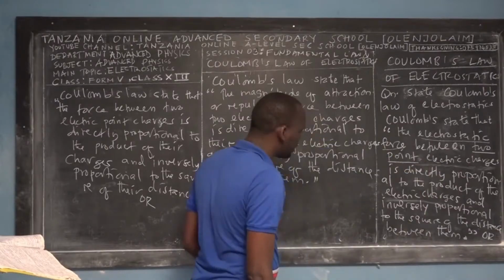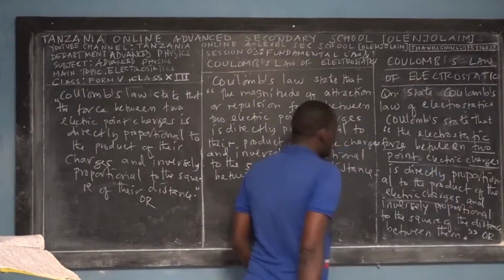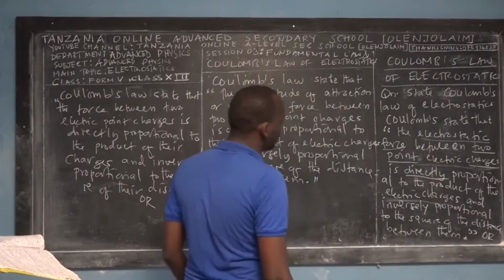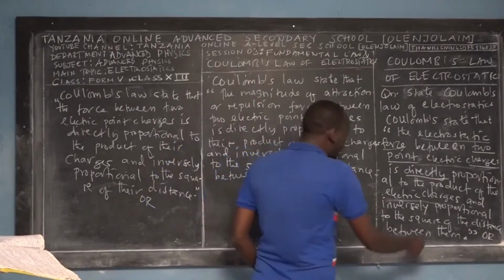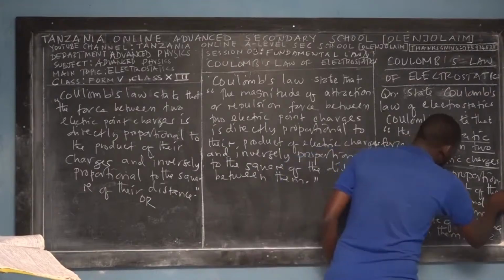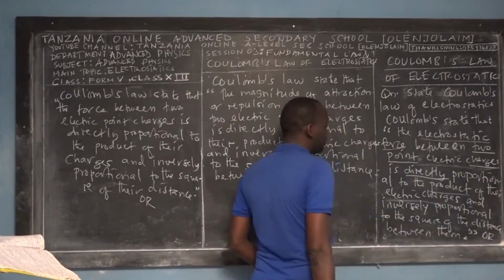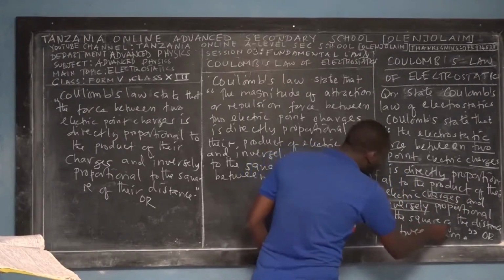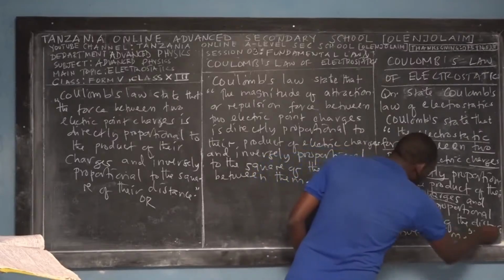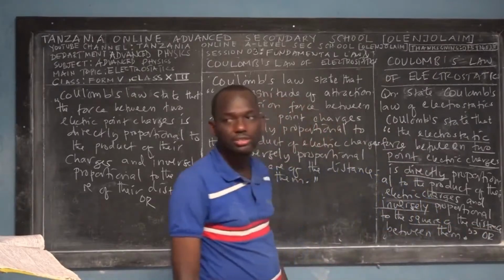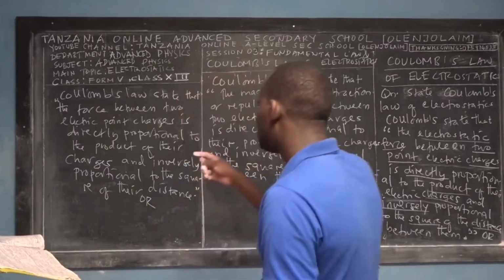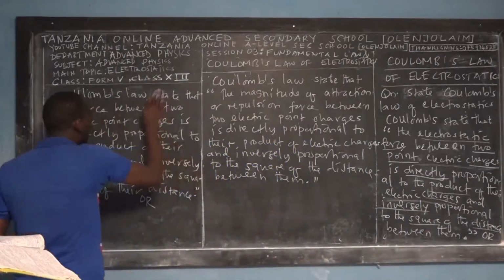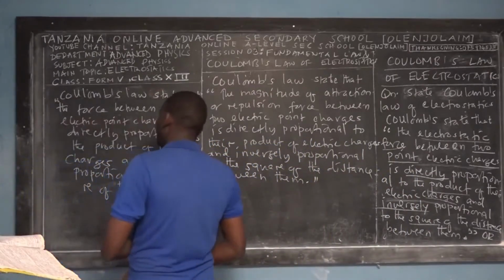The force is directly proportional, not inversely and not the square, to the product of the electric charges. And it is also inversely proportional to the square of the distance between the two point charges. Let me explain this one, because some physics is coming. Tell your neighbor that you understand Coulomb's law.